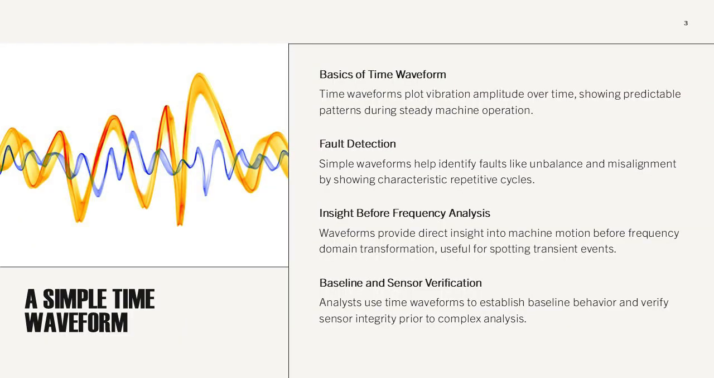A simple time waveform represents vibration amplitude plotted against time, typically showing a repetitive and predictable pattern when the machine operates under steady conditions. For example, an unbalanced rotor produces a waveform resembling a sine wave, where each cycle corresponds to one shaft revolution. This simplicity allows analysts to identify basic faults such as unbalance or misalignment.